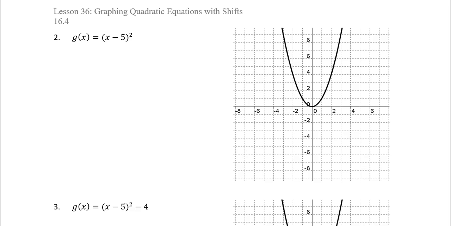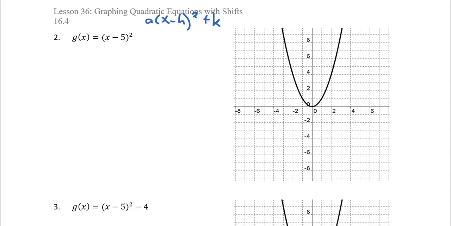Okay, so our second problem is g of x equals (x minus 5) squared. And if you need to, you can rewrite at the top of the page that we're always looking for a times (x minus h) squared plus k. That is always our foundational equation when we're using our shifting technique.